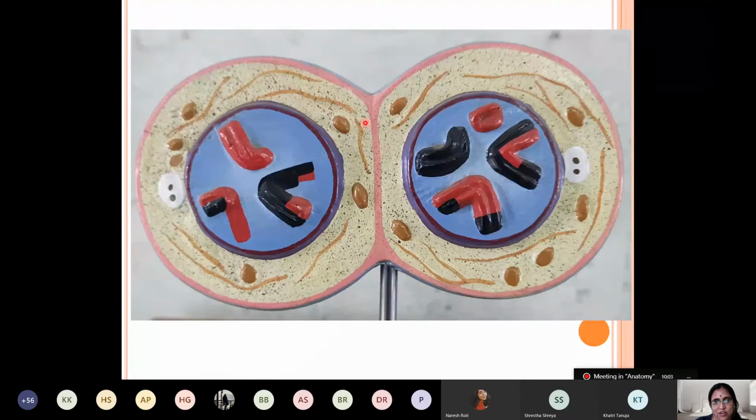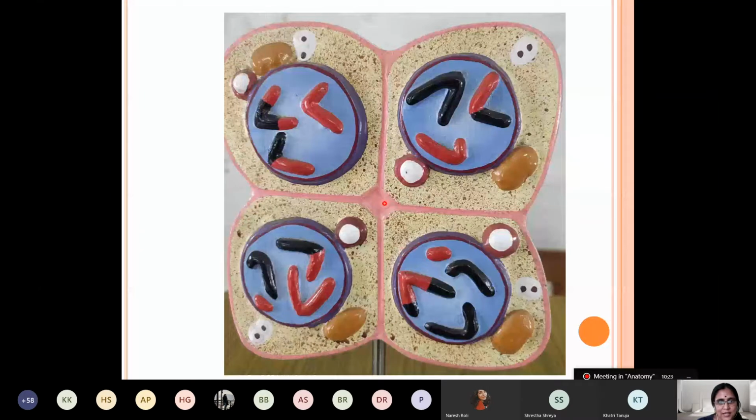So this is which stage? Telophase first, followed by karyokinesis and cytokinesis. This is the telophase first model. Then there are no models of the prophase second, metaphase second, and anaphase second. Directly there is a model of telophase second.